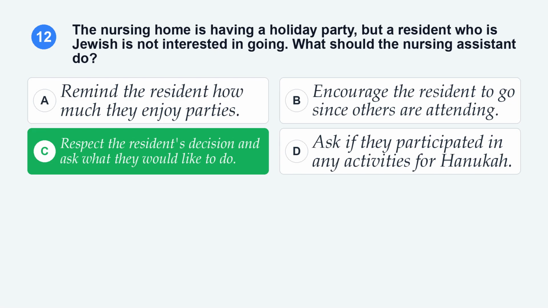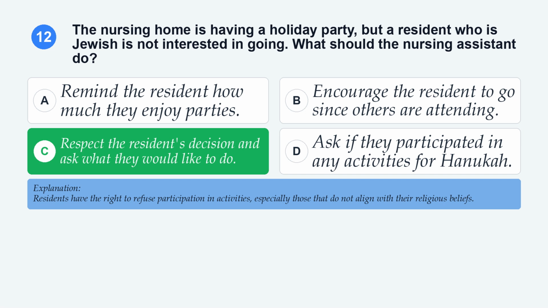The correct answer is option C. Respect the resident's decision and ask what they would like to do. Explanation. Residents have the right to refuse participation in activities, especially those that do not align with their religious beliefs.